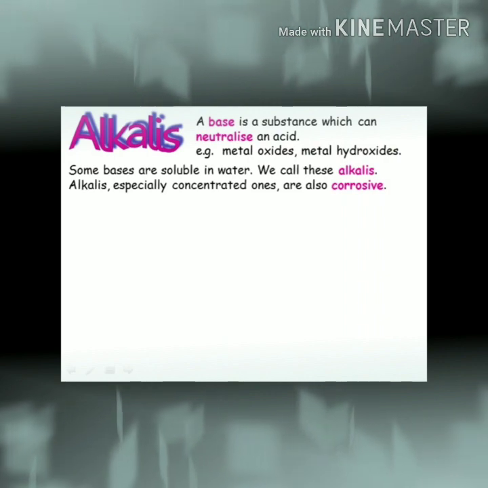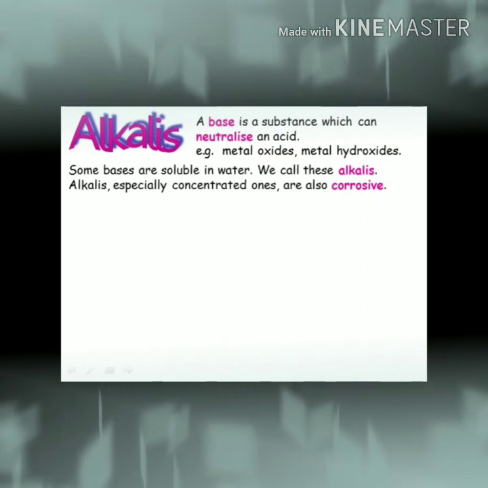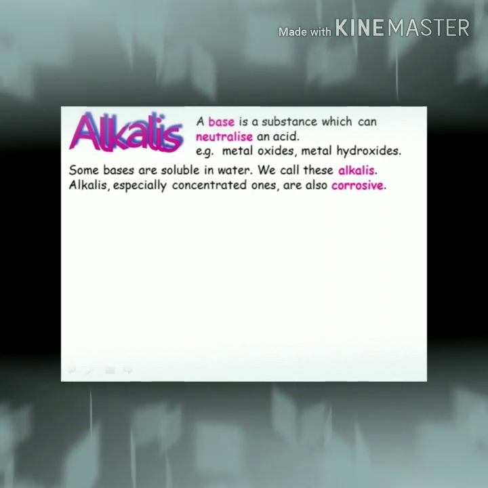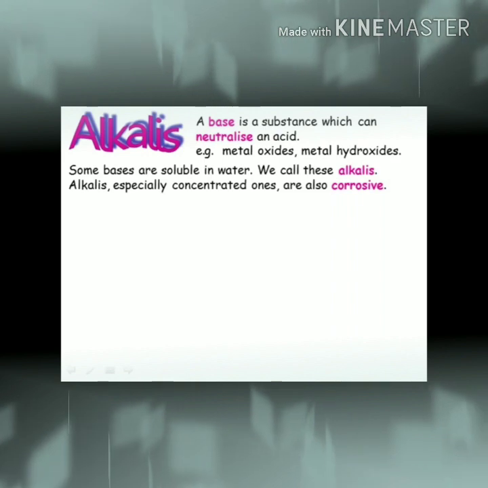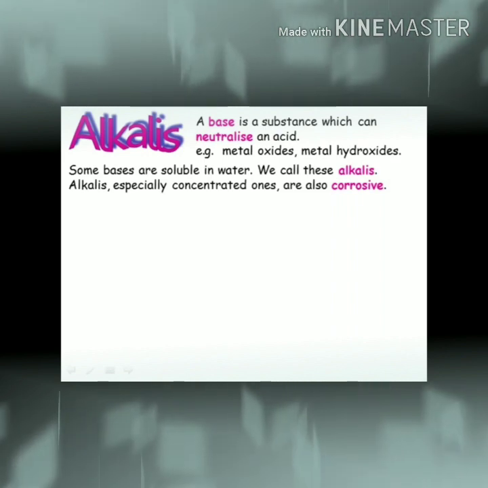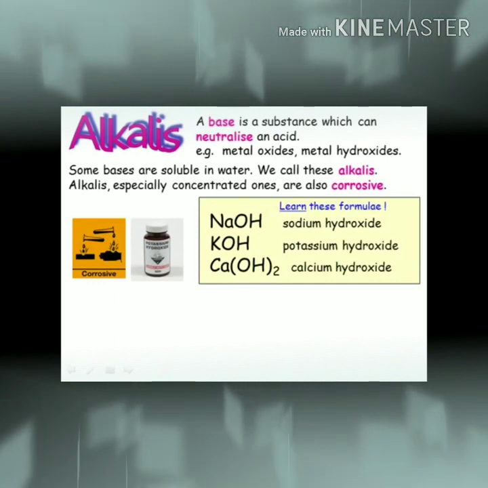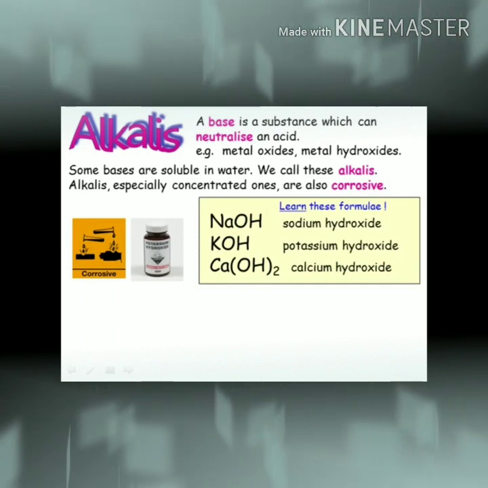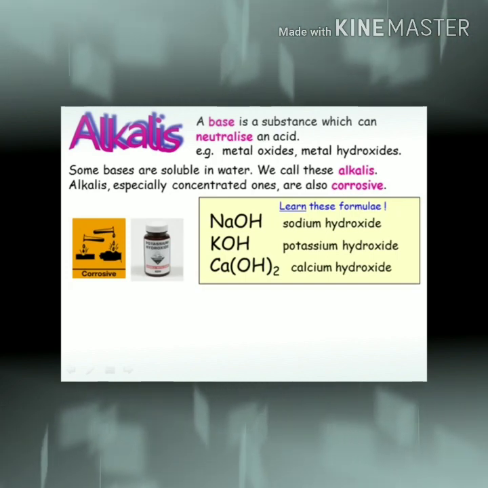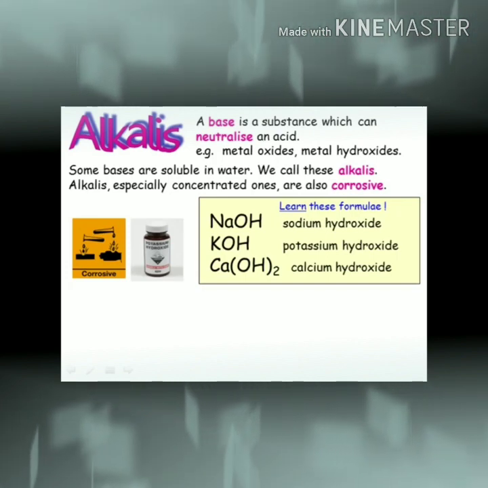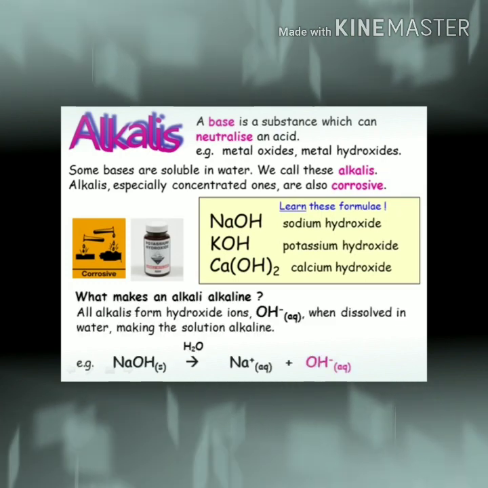A base is a substance which can neutralize an acid. Some typical bases are metal oxides and metal hydroxides, and some bases are soluble in water. These soluble bases have a special name, called alkalis. Like acids, alkalis, especially concentrated ones, are really corrosive. For example, you can find here sodium hydroxide, potassium hydroxide and calcium hydroxide as well.